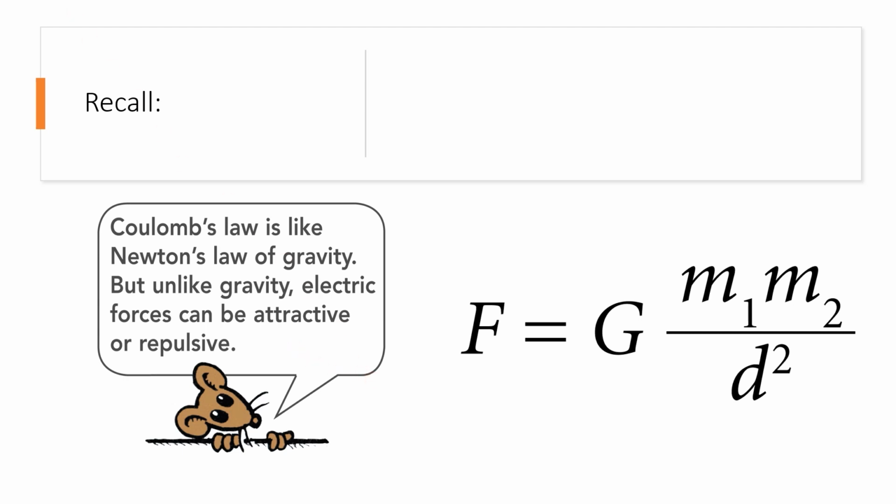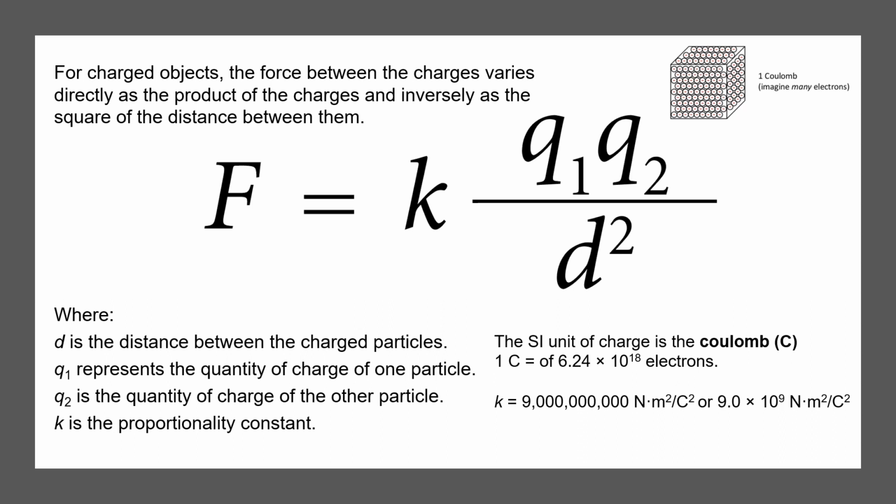To further elaborate Coulomb's law, we can write it as F equals k times q1 times q2 over d squared, where d is the distance between the charged particles, q1 represents the quantity of charge of one particle, q2 is the quantity of charge of the other particle, and k is the proportionality constant, where k is equivalent to 9 times 10 to the 9 newton meter squared per coulomb squared.